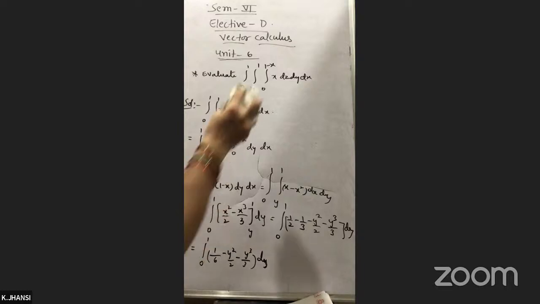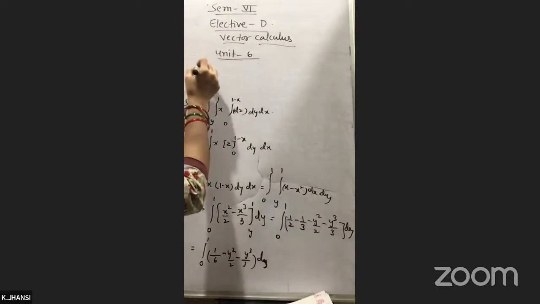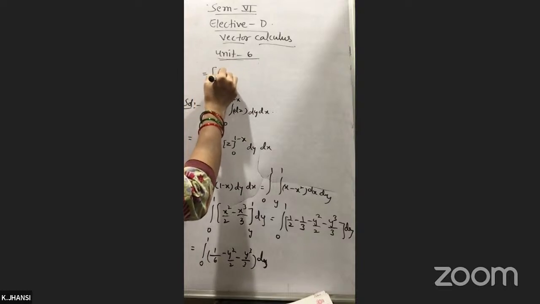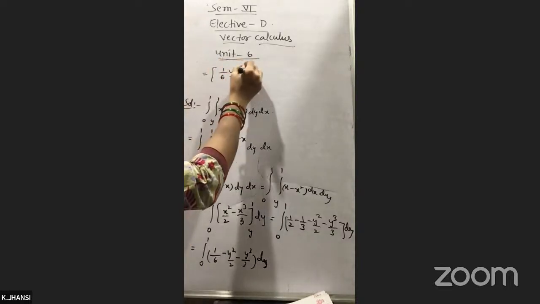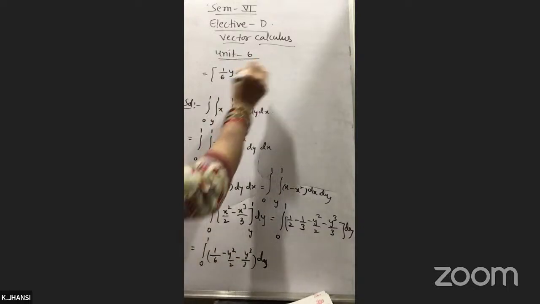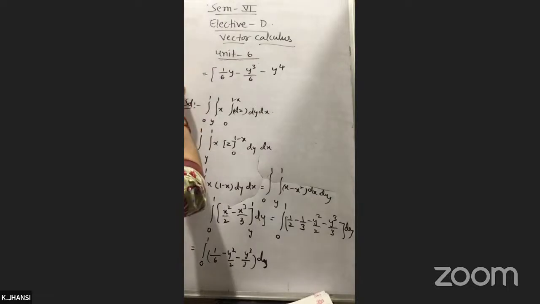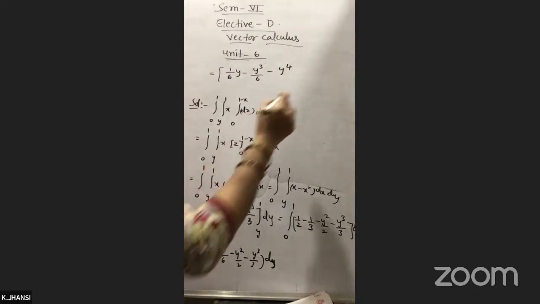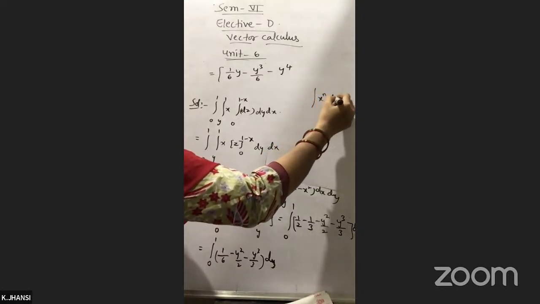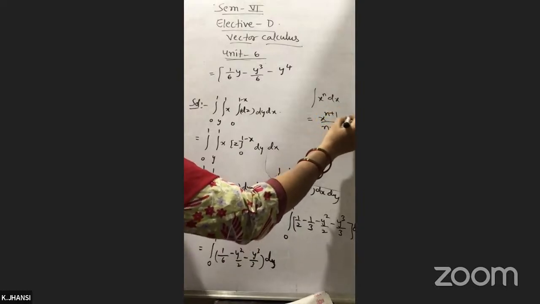So when you do the integration with respect to y, it equals 1 by 6 into y minus y cube by 3 into 2 is 6 minus y to the power of 3. In integration, remember these formulas: the integration of x to the power of n dx is equal to x to the power of n plus 1 by n plus 1, plus c.